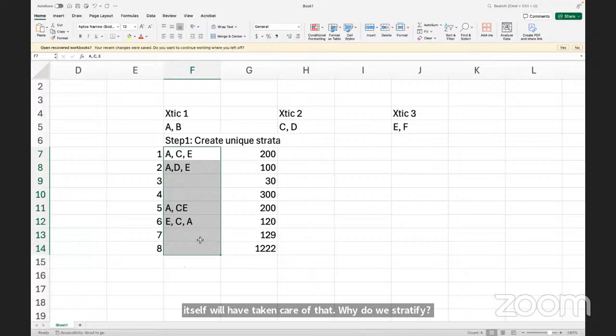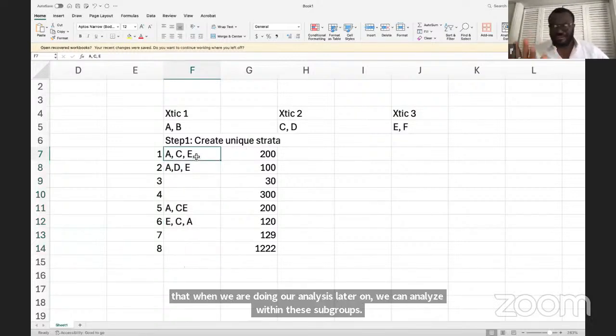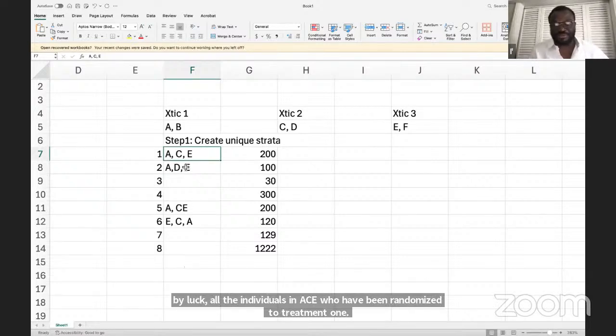Can I speak, sir? Yes, please go ahead. We stratify to ensure that the sample is representative, because you want to ensure that all the possible groups that are different are included in your final sample, in the treatment and the control group. Excellent. So that's the main reason, to ensure we have enough individuals in these groups so that when we are doing our analysis later on, we can analyze within the subgroups. Because it's possible that just by luck, all the individuals in ACE could have been randomized to treatment 1, and there's nobody of this group in treatment 2.